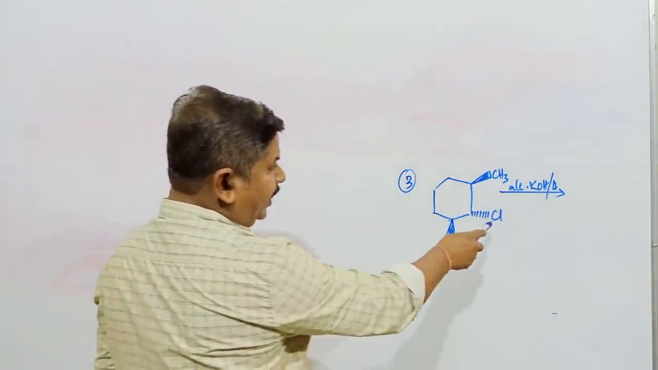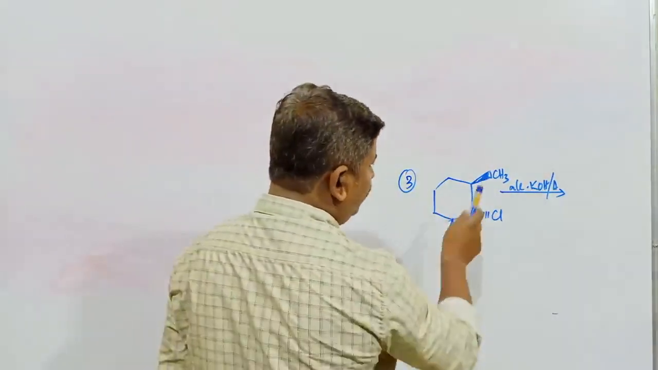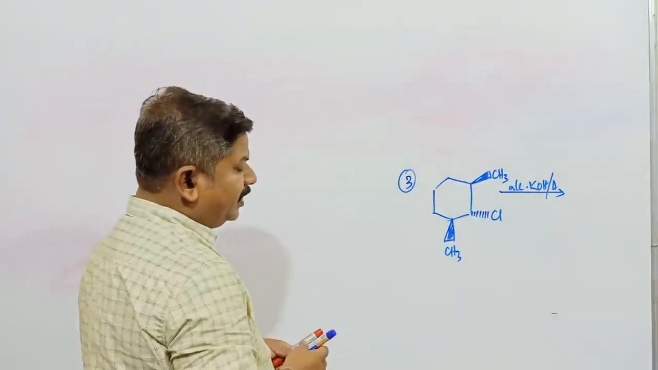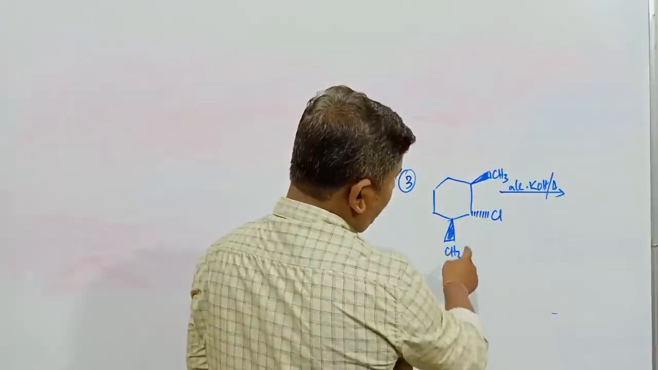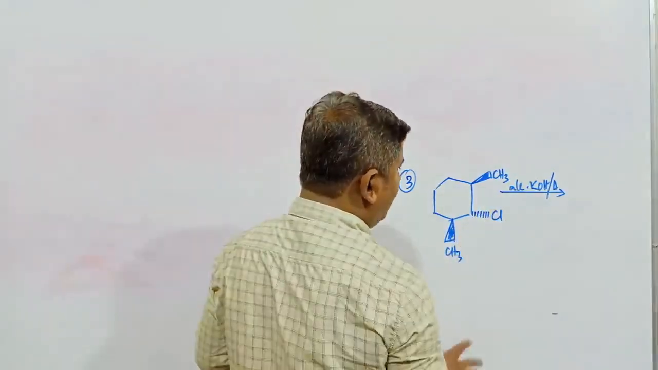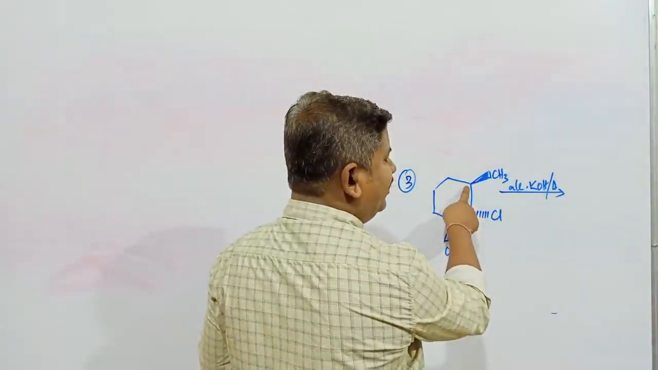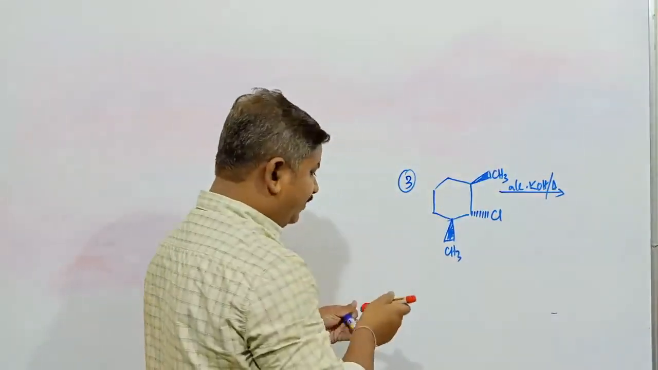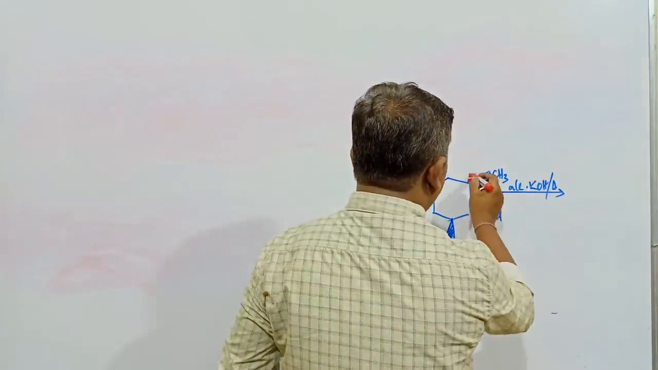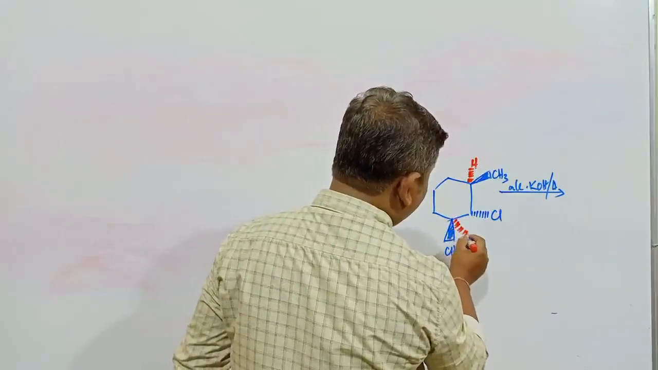Chlorine is present in a dash structure, and these two methyl groups are present in a wedge structure. When chlorine is present here, no doubt one of the hydrogen atoms is involved, but it is not alpha elimination, it should be beta elimination. Here the hydrogen atom is present in which structure? Dash structure. If I write the hydrogen atom here, it is present in this one, and here also a hydrogen atom is present.